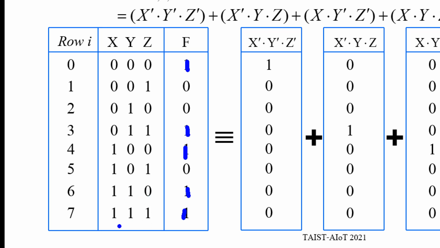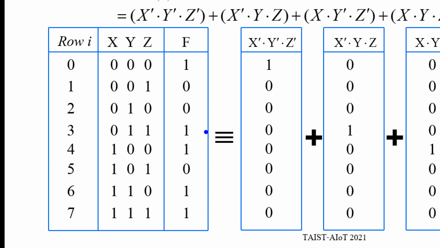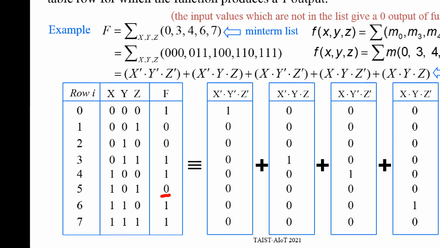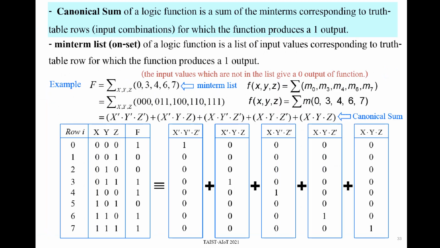When you apply this kind of input, the output of the function becomes 1. But if you apply 0,0,1, the output is 0; 0,1,0, the output is 0; 1,0,1, the output is 0. Now, if I want to make the function from this table, what should I do?